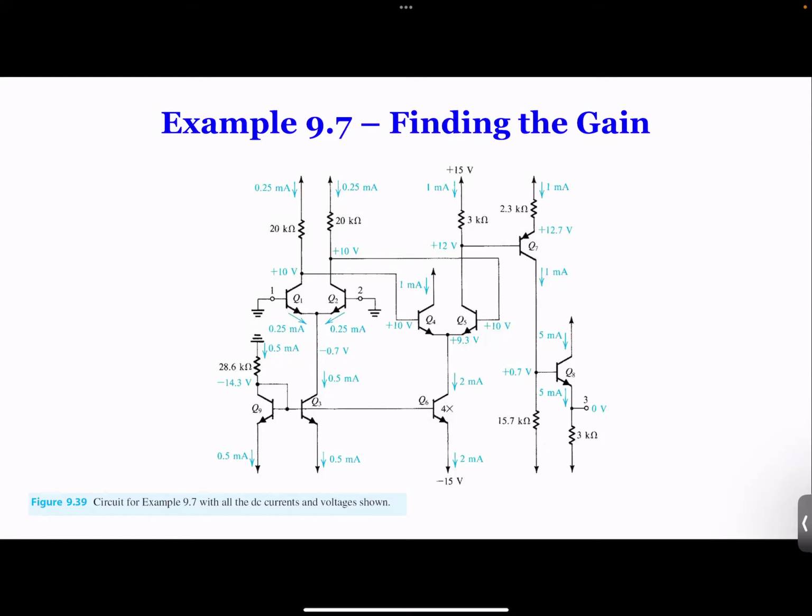But when you do gain, you've got to have beta, because beta cannot be infinity. If it's infinity, you get infinity gain, which is not the case. So for small signal, you can never neglect beta. So beta has to be there. Otherwise, you cannot get your gain.